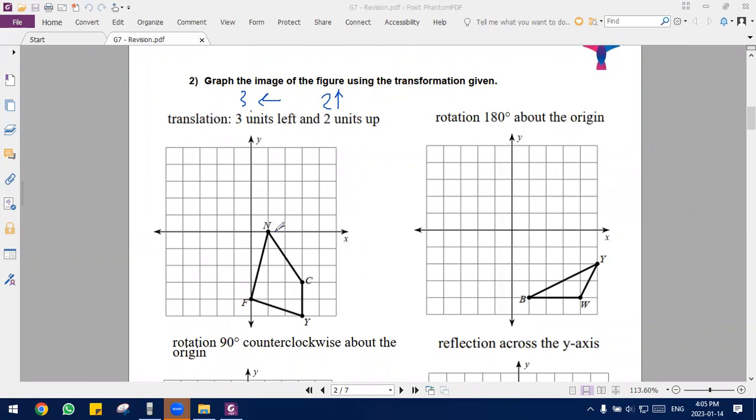So let me start with this point, N. I will move it 3 steps left, like 3 squares left. 1, 2, 3. And then 2 squares up, 1, 2. So the new point will be here. And I should name it as N prime.